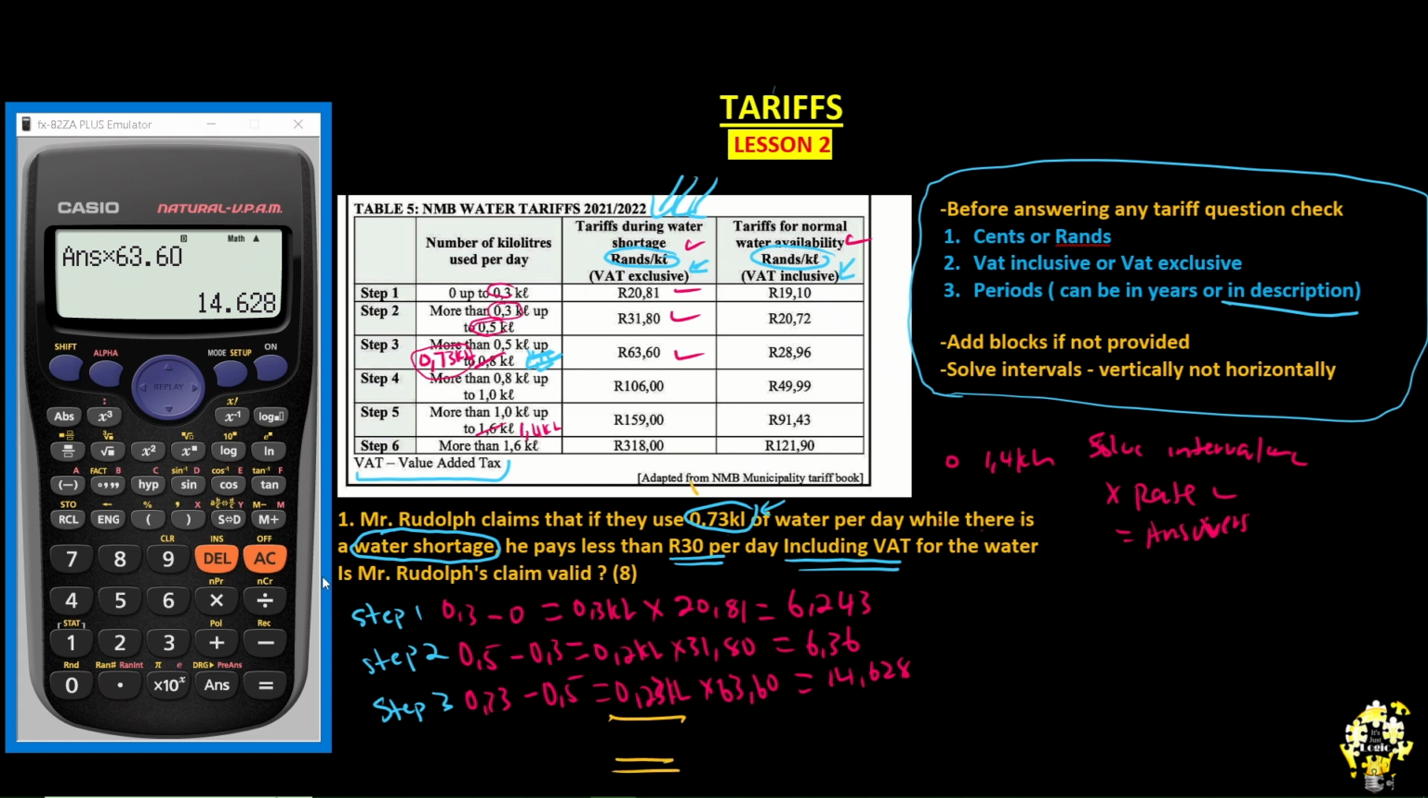Now that we have arrived here, we have to prove, have we fully accounted for all that we are supposed to pay, which is 0.73? Only this is going to tell us. Remember, these are the intervals. This is interval number 1. This is 2. This is the third interval. So let's check. 0.3 was the first one. 0.2 was the second one. 0.23 was the last one. Look at that. We know with certainty that we have done it.